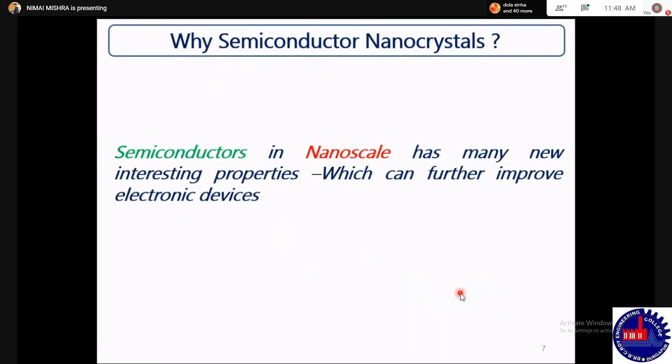Okay. Now, why semiconductor? I have given three motivations alongside the title of my talk. I'm going to use semiconductor nanocrystals for display. Then I have given why nanoparticle, why semiconductor, and then why semiconductor nanocrystal. Nanocrystal is nothing else but nanoparticle. So semiconductor in nanoscale has many new interesting properties. Just now I said, when you make it in nanoscale, the property changes because the electronic levels change, which can further improve the electronic devices. That's the goal of all of us, to make something useful for mankind, correct?